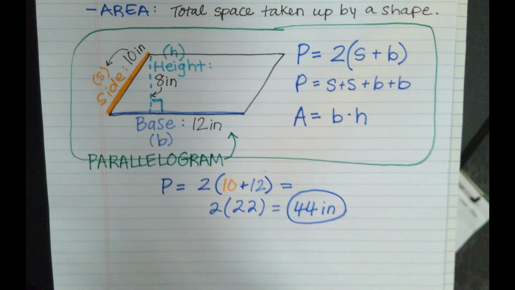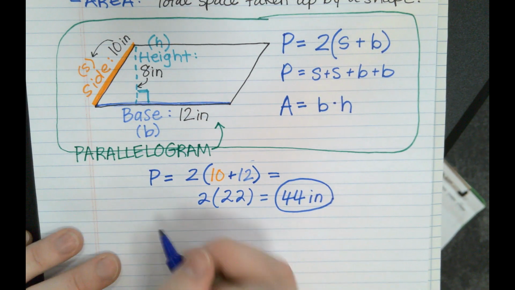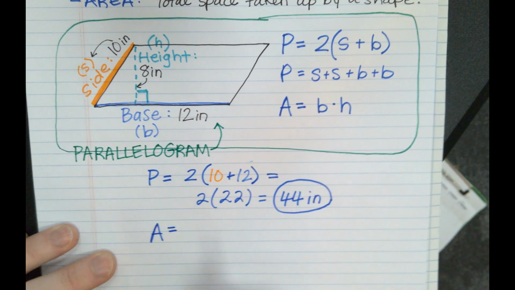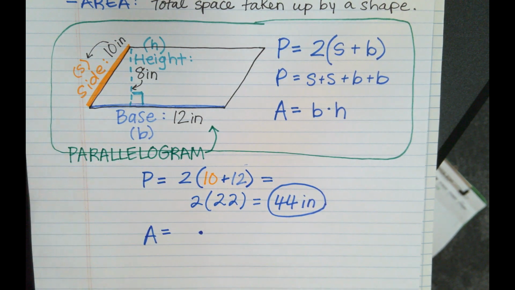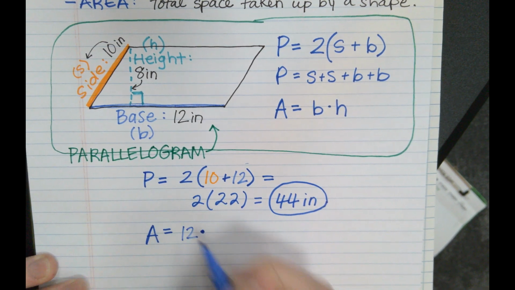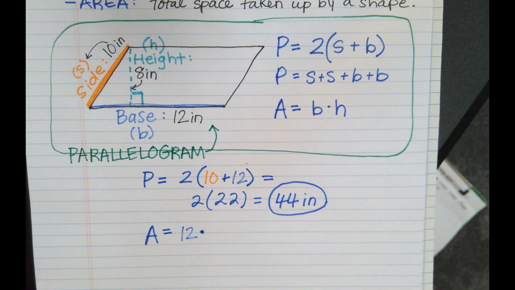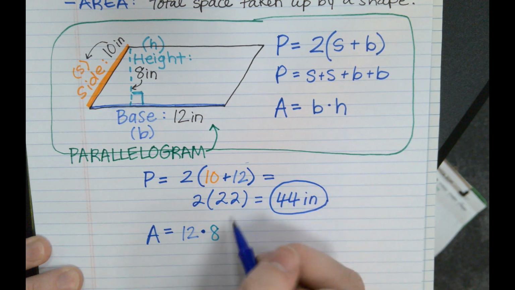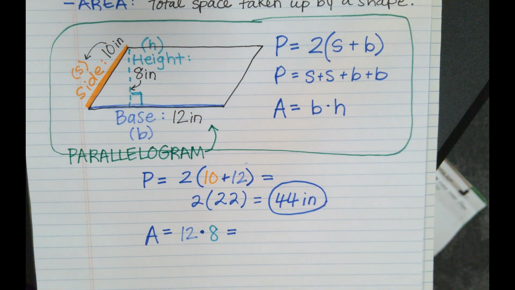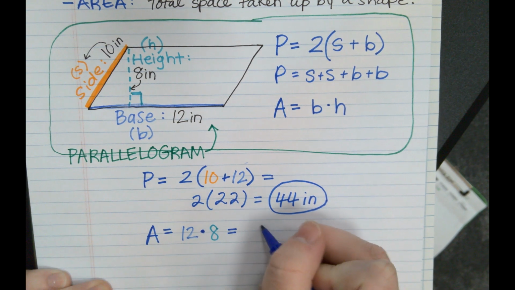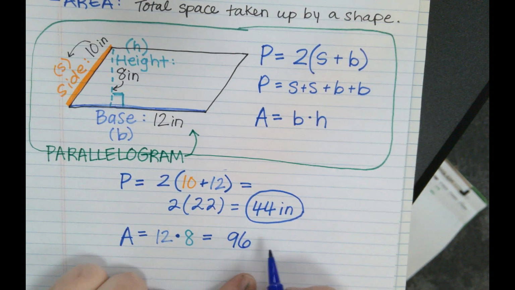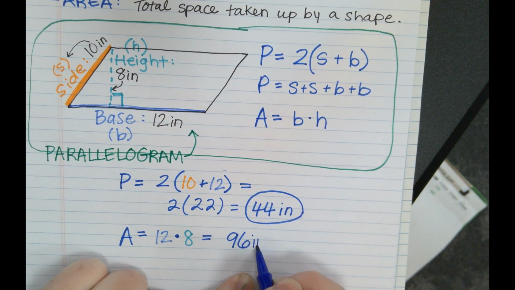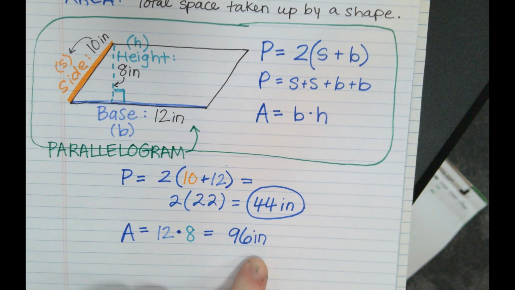Okay, last thing we're going to do. Let's calculate the area. So if area is base times height, what 2 numbers do I multiply? 12 and 8. Beautiful. So 12 times 8 is what? 96. And inches, good. So it's 96 inches.